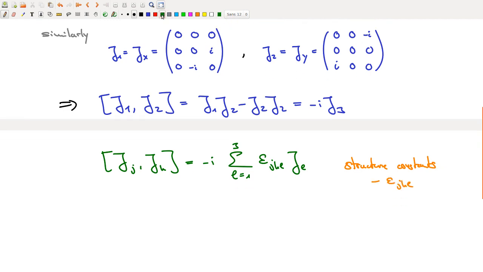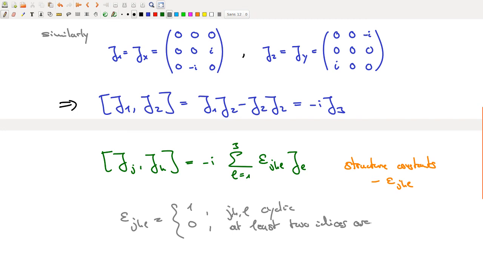And the epsilon, just for reference, is this totally antisymmetric thing here. So it's 1 if JKL are in cyclic order, and it's 0 if, let's say, at least 2 indices are the same. And minus 1 otherwise.